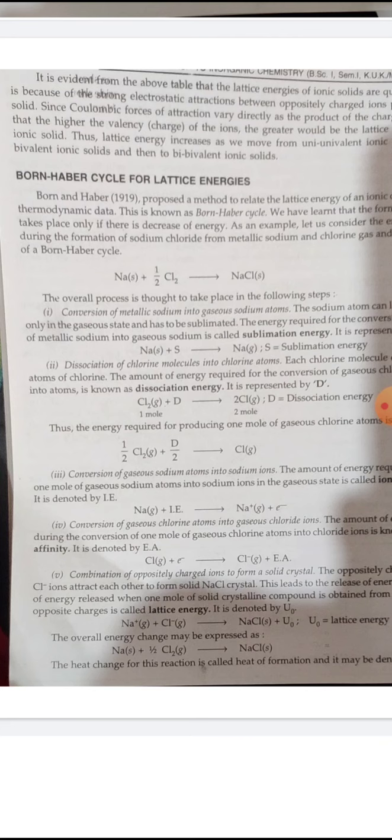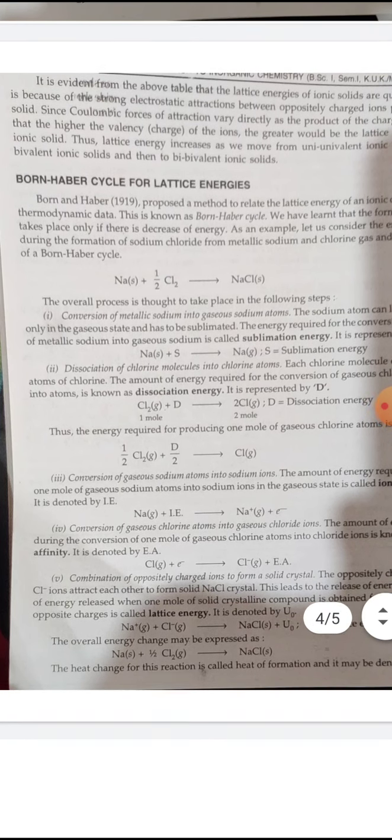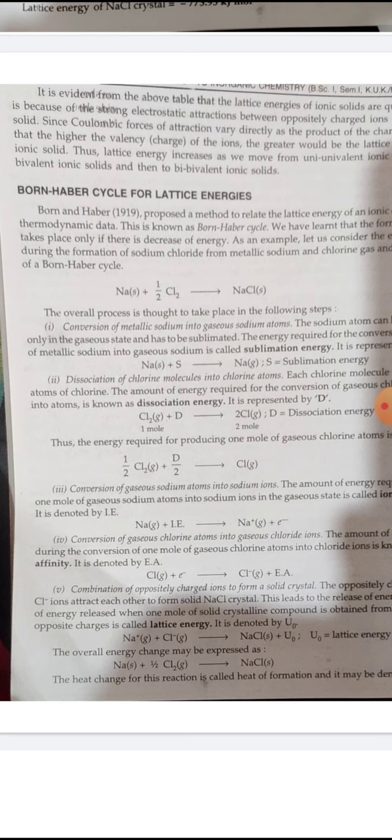Then the Born-Haber cycle for lattice energies. Born and Haber in 1919 proposed a method to relate the lattice energy of an ionic crystal to other thermodynamic data, and this is known as the Born-Haber cycle. We have learned that the formation of a bond takes place only if there is a decrease in energy. As an example, consider the energy changes during the formation of sodium chloride from metallic sodium and chlorine gas in a Born-Haber cycle, that is, sodium in the solid state plus half Cl2 gives NaCl. The overall process is thought to take place in the following steps.